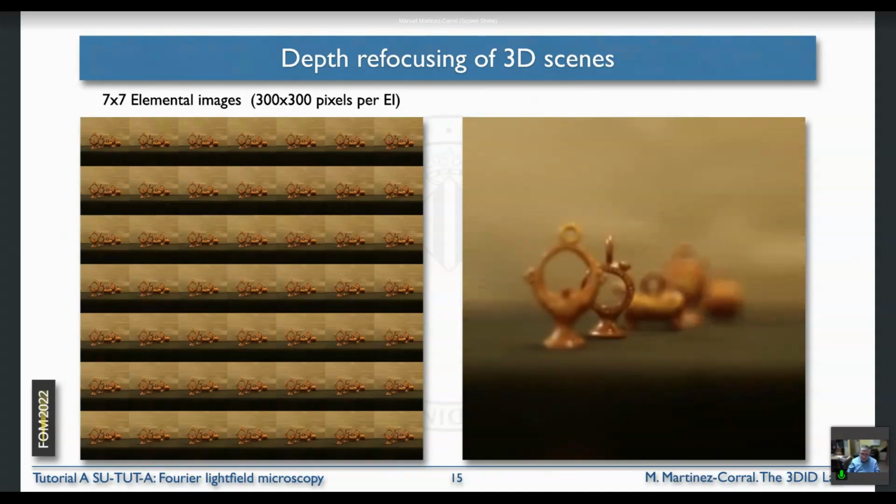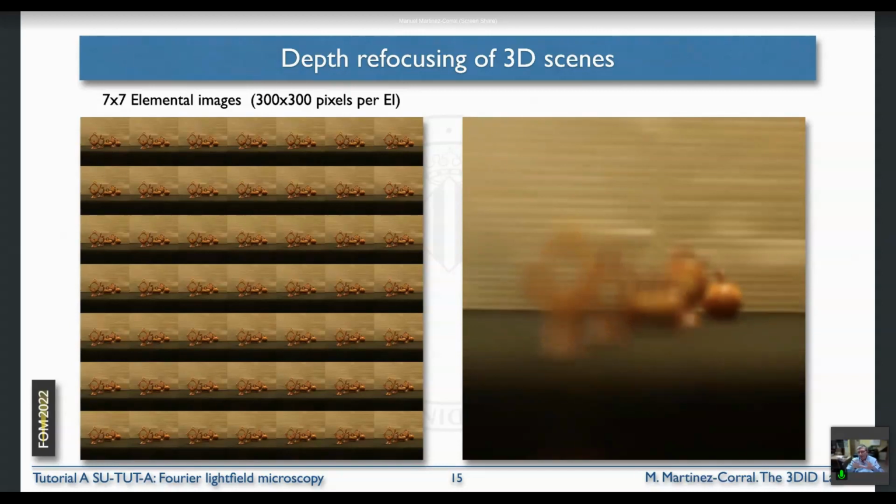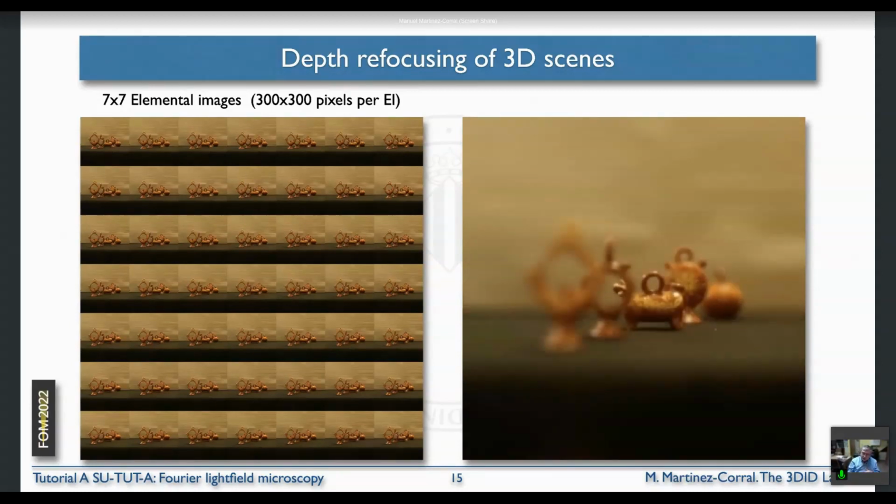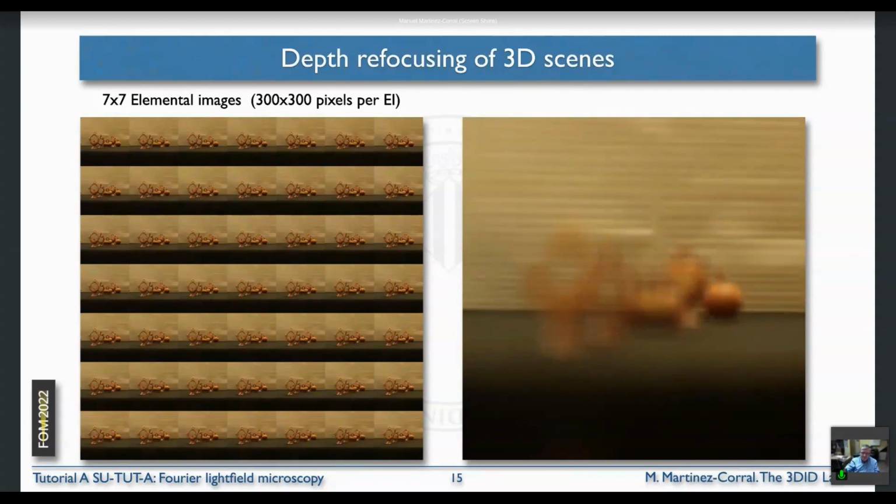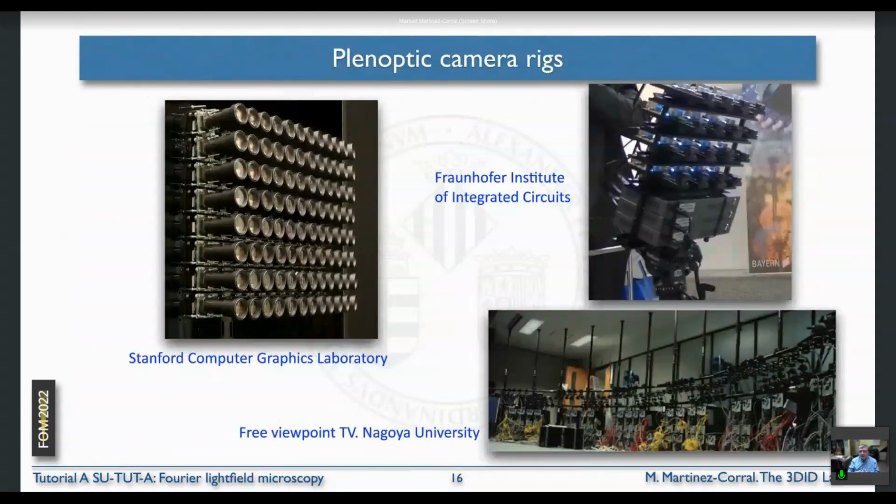So this is also the information that we have in the collection of elemental images. We have many perspectives. We can calculate the orthographic views, and we can calculate depth reconstruction. All this information is here. So this is, let's say, the primary proposal of this technique.